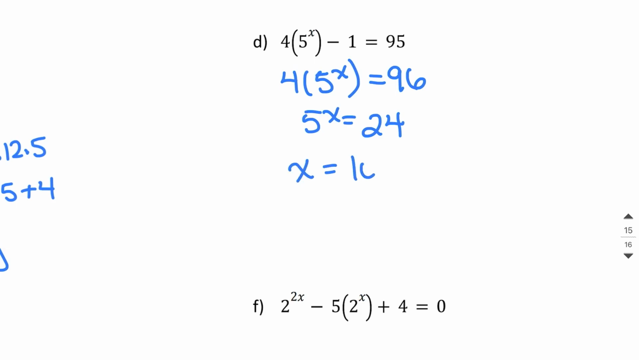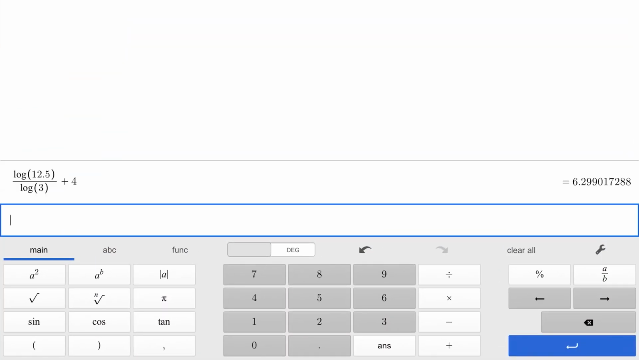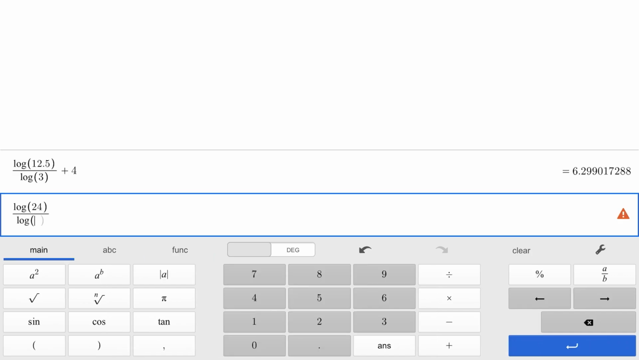So I'm going to say x equals log base 5 of 24, and then I'm going to type that into my calculator. Again, I don't have the option to type in log base 5 of 24, so I'm going to use my change of base formula, which is going to be log of 24 over log of 5. And so my answer here is about 1.97.